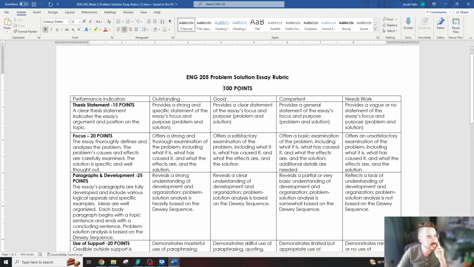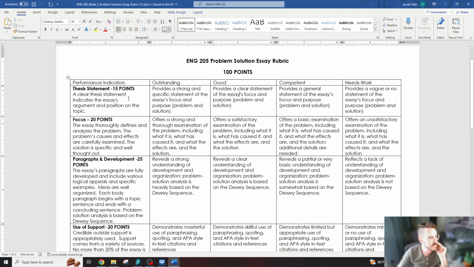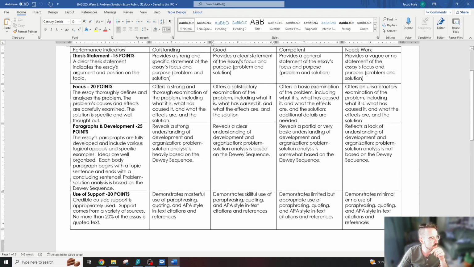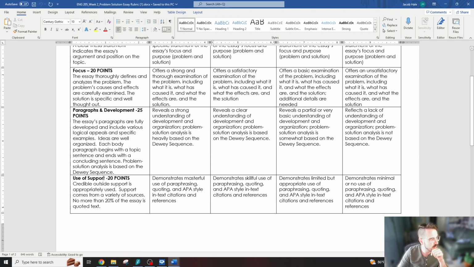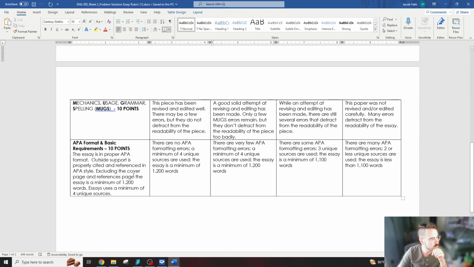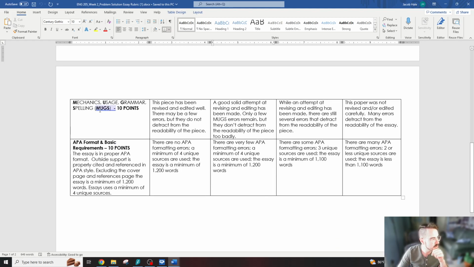So altogether, this paper is worth 100 points, and you'll see how those points are divided up into different categories. Your thesis statement is 15, focus is 20, paragraphs and development is 25, your use of support is 20, your MUGS, which stands for mechanics, usage, grammar, and spelling, is 10 points, and then APA format and basic requirements are an additional 10 points.